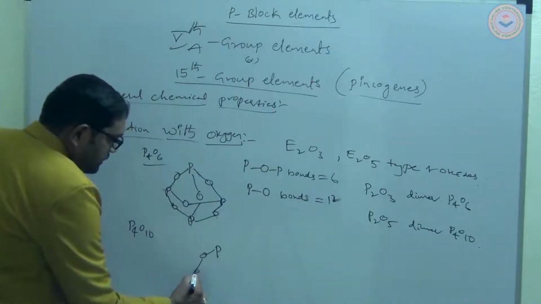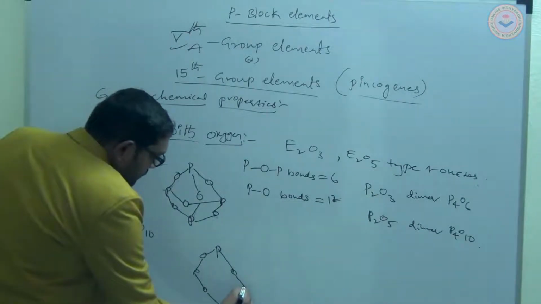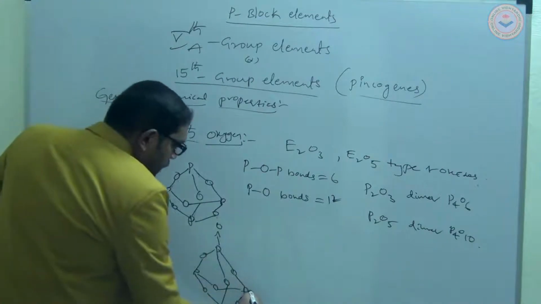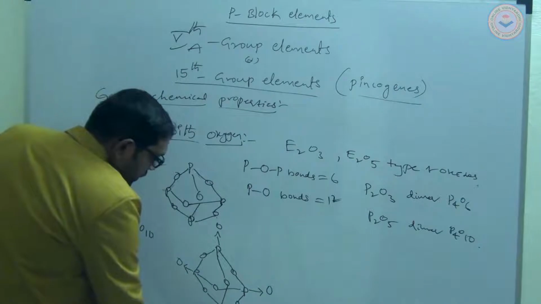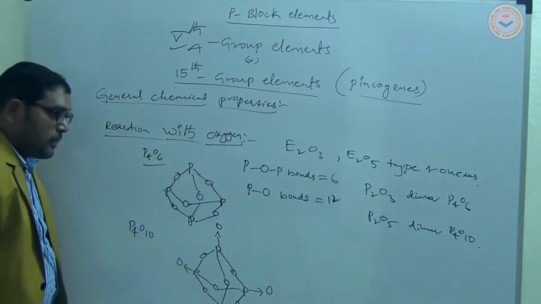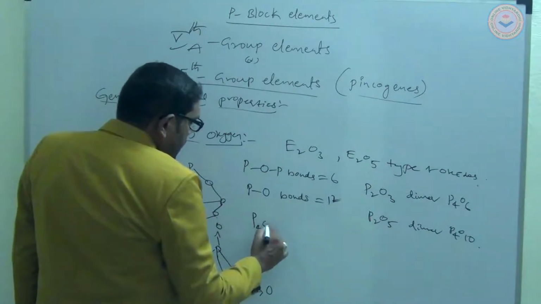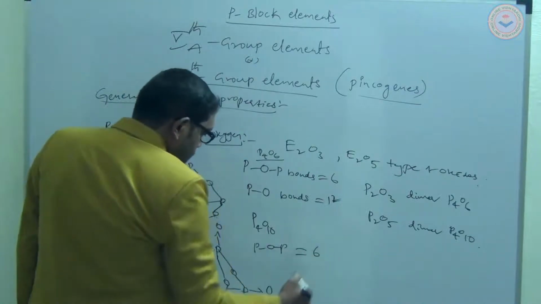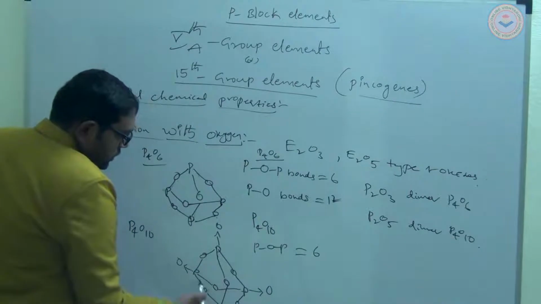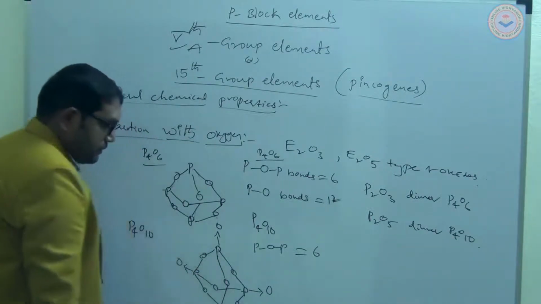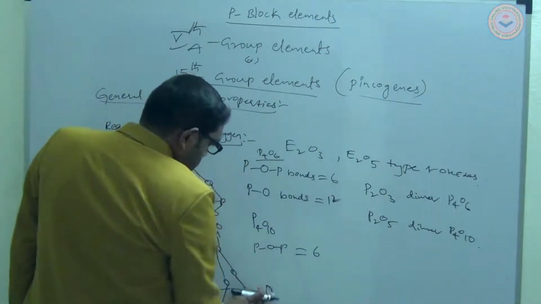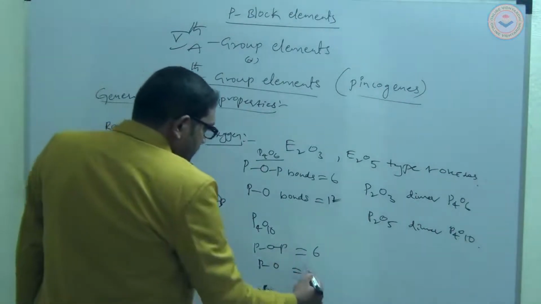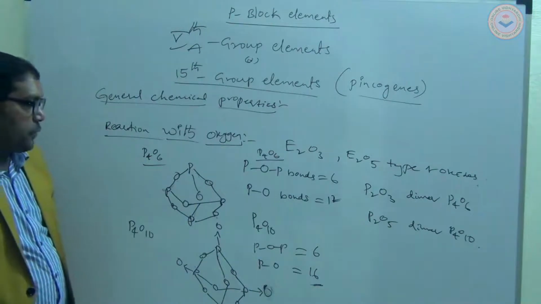In the case of P4O10, phosphorus, oxygen, phosphorus, oxygen, phosphorus, oxygen, phosphorus, oxygen, phosphorus. In P4O10, every phosphorus is connected to one more oxygen in the form of a coordinate covalent bond. The P-O-P bonds in P4O10 are also 6. The phosphorus-oxygen bonds increase by 4, so that is 16. These are the P4O6 and P4O10 structures.